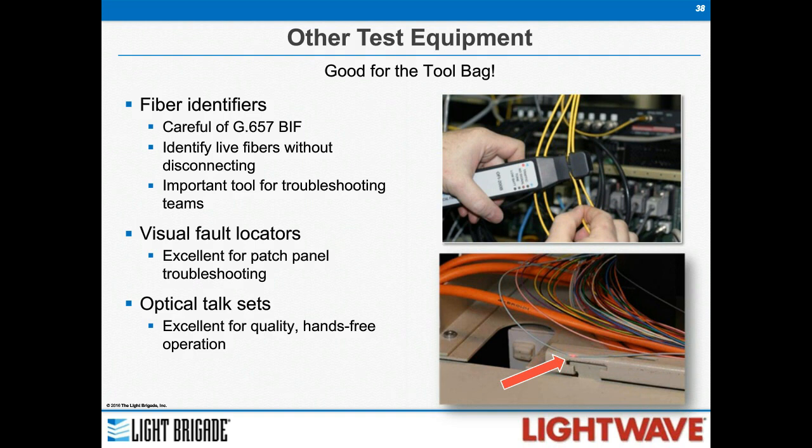Visual fault locators, VFLs. Some people just call them red lasers. They're great for troubleshooting within your patch panel where your OTDR might not be able to distinguish exactly where something is. It can't get that precise. You can shoot the red laser into that end, and if something's broken or even cracked or damaged in any way, you'll see some red light leak out, and you can find that damage. So that's a really handy tool, not particularly expensive, so great to have in the tool bag.